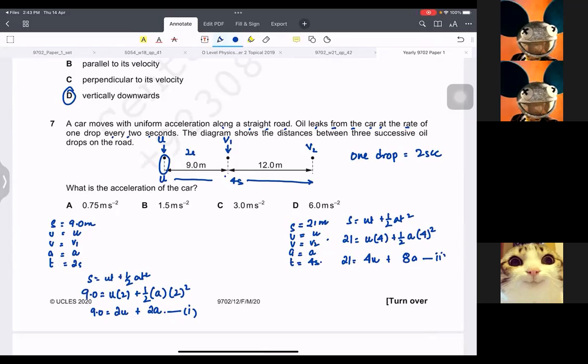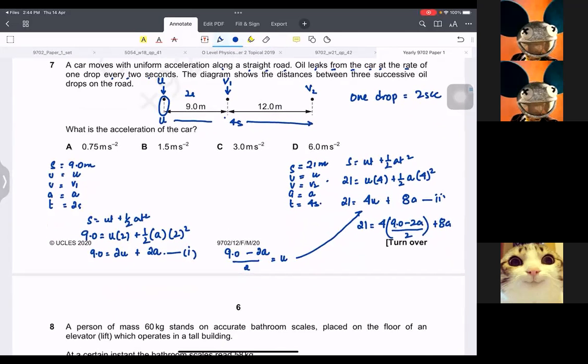Now what I ideally want to do is, whatever you want to find, you don't have to replace that, you have to substitute that. For example, I want to eliminate u here. So what I'm going to do is make u = (9 minus 2a) over 2, and then I'm going to substitute it right here. So 21 = 4 times (9 minus 2a) over 2, and plus 8a. Right. Now I'm going to solve this.